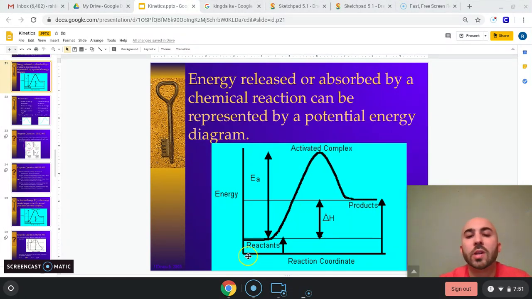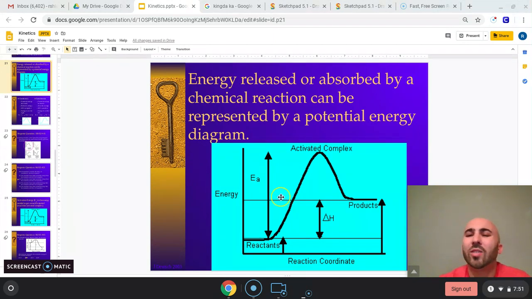And this is called a potential energy diagram or a potential energy curve, right? We see this curve here, and it's showing the amount of energy that will be there in a reaction. So energy released or absorbed by a chemical reaction can be described by this potential energy diagram.